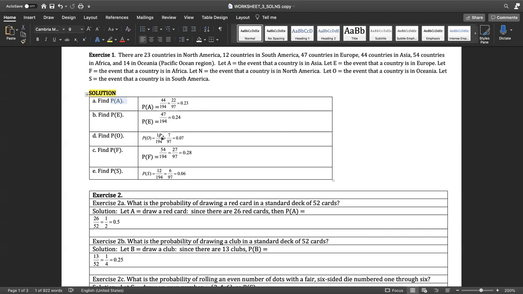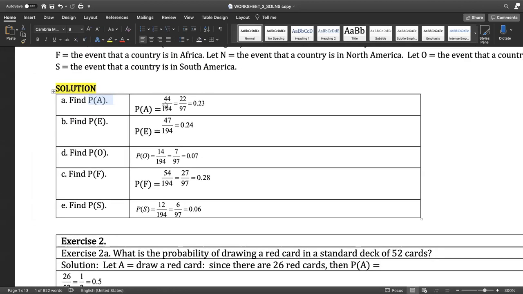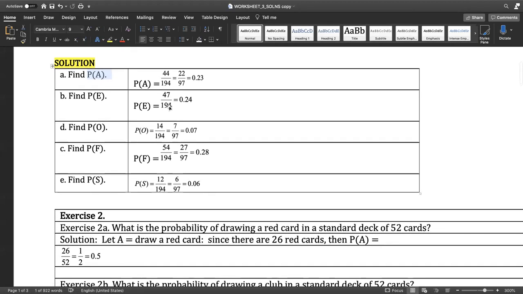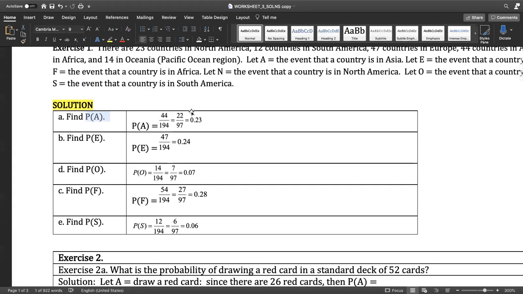Now, we won't go down this list and do all of these here because we do it in the very same way that we did Asia, right? The probability of Europe is the number of countries in Europe. We're told that there are 47 countries divided out by the total number of countries in all of these regions. So we get 47 over 194, which is approximately 0.24, okay? Any questions about number 1 here?